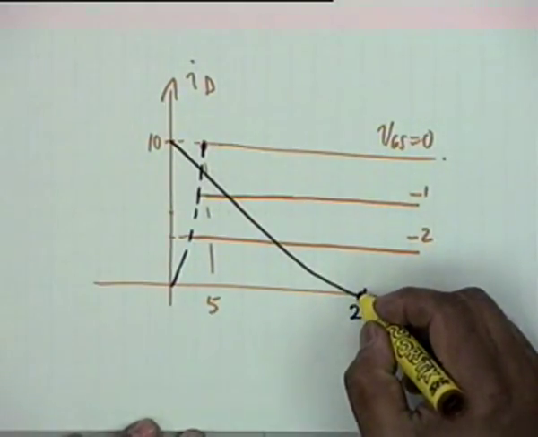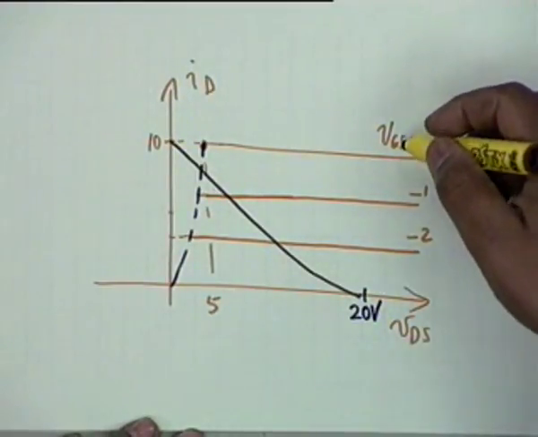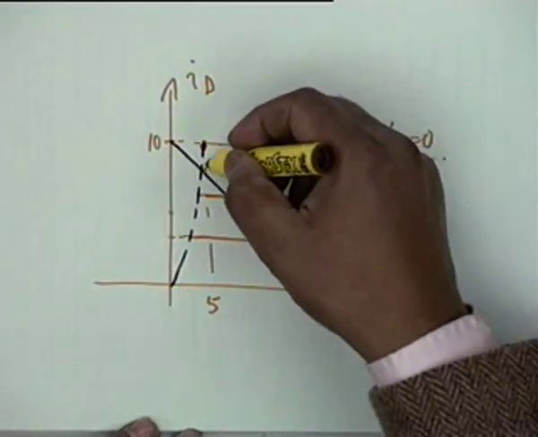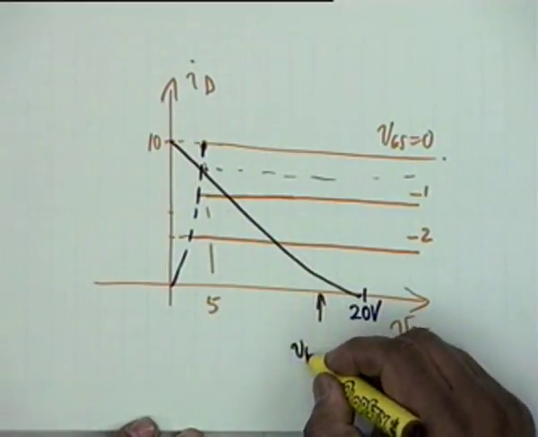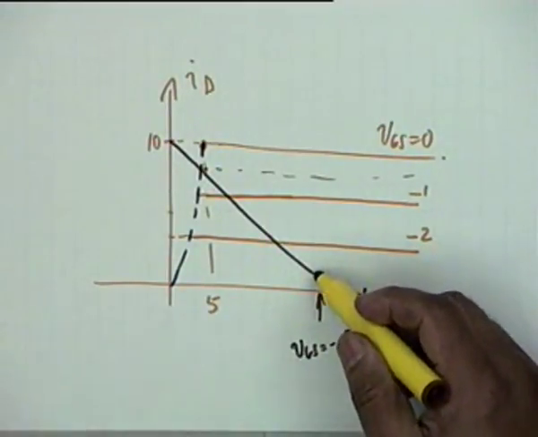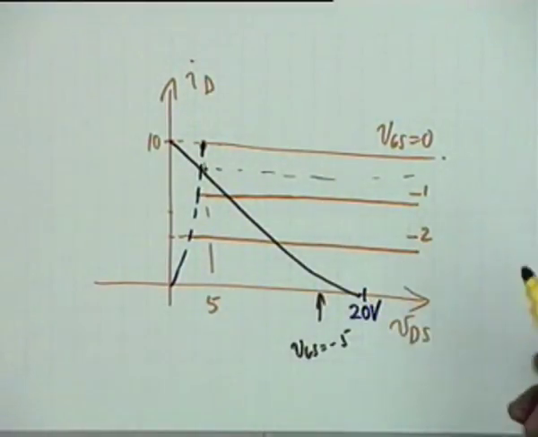It touches at 20 volt, and you now see that VGS cannot be 0. It must be restricted to a value, whatever this characteristic was, between this value and minus 5. Whatever this value is, you can do that graphically or analytically. I don't care. What is the slope of this line? Minus 1 by RD plus R sigma.